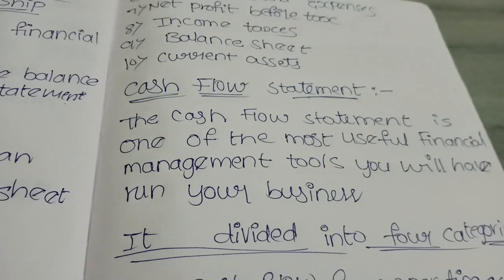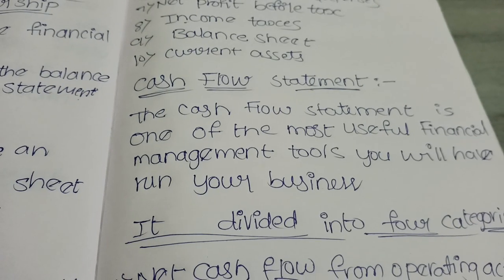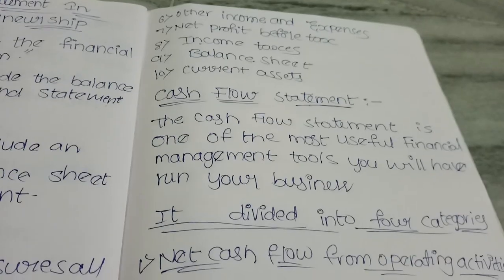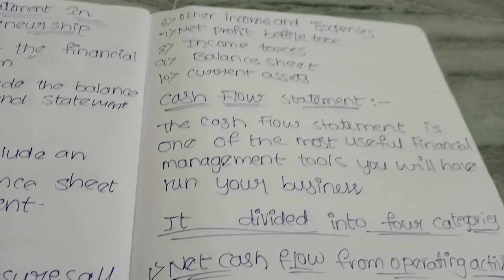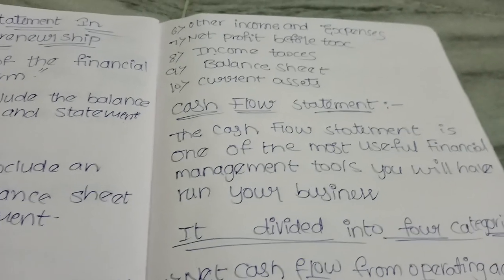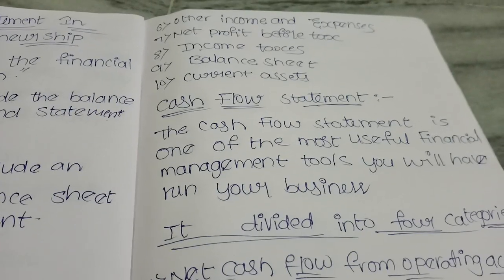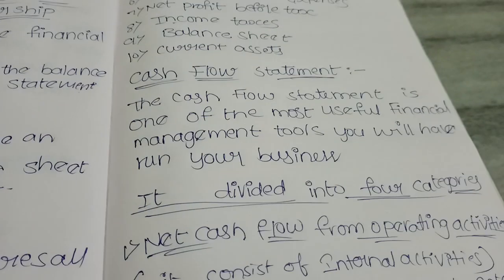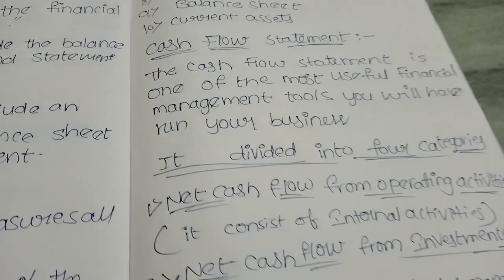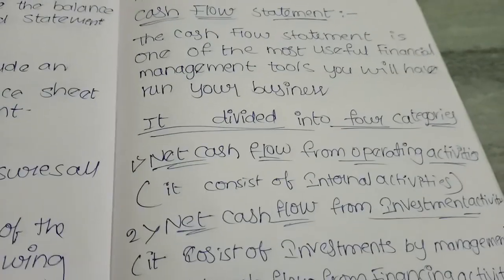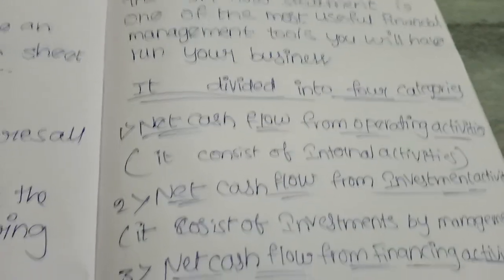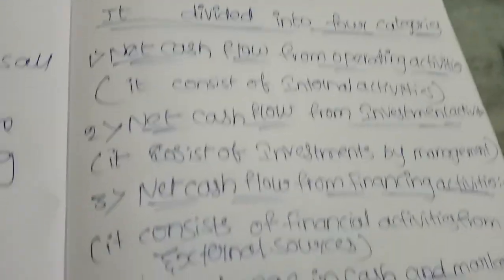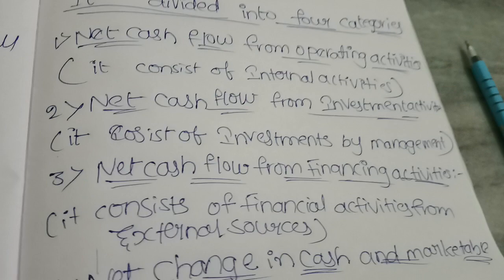Next one, cash flow statement. The cash flow statement is one of the most useful financial management tools when you run your business. The cash flow statement and income statement measure financial activities over a period of time. The cash flow statement also tracks the effects of changes in balance sheet accounts. It is divided into four categories: first, net cash flow from operating activities; second, net cash flow from investment activities; third, net cash flow from financial activities; and net change in cash and marketable securities.